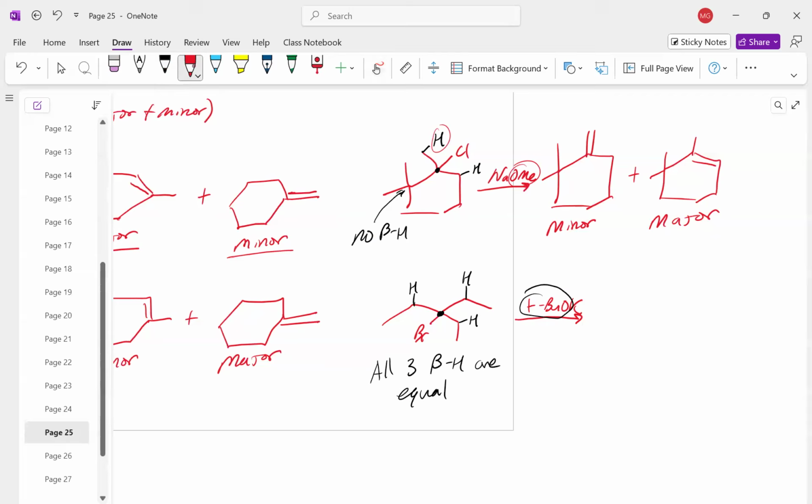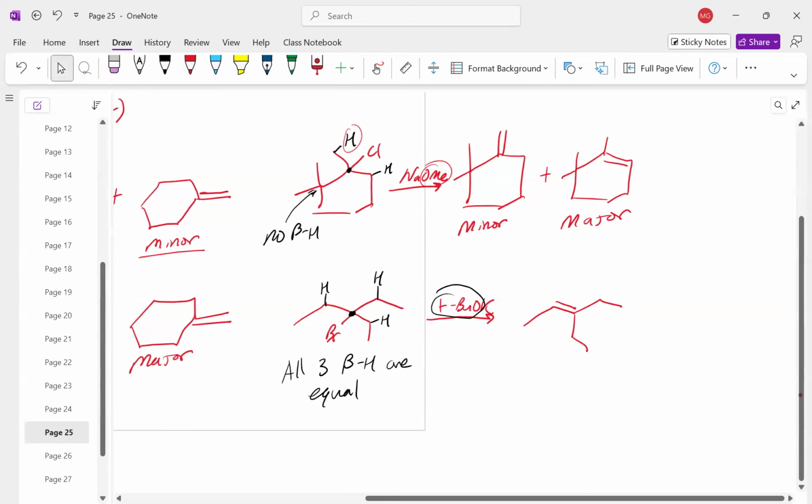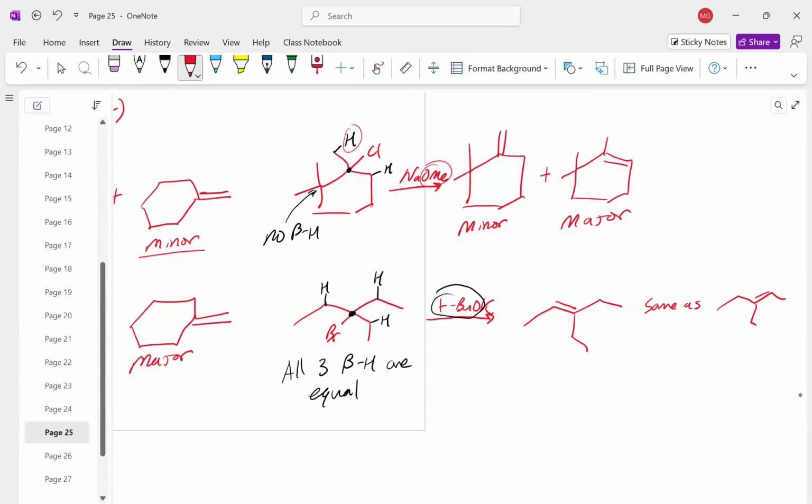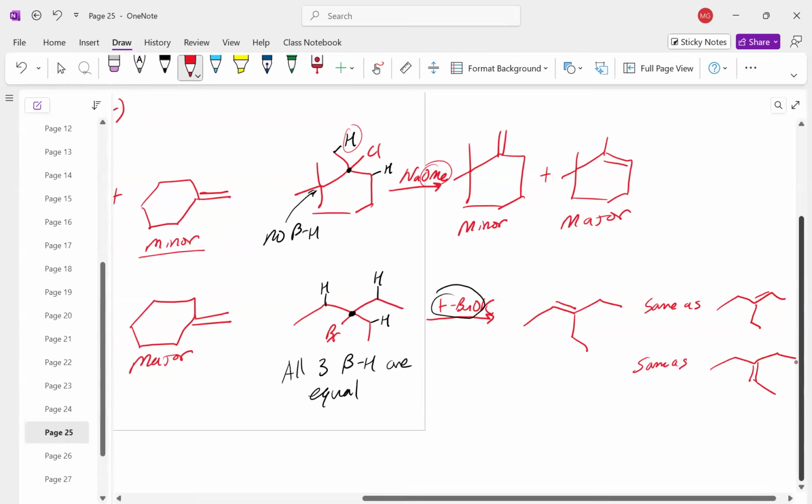So which one do we pull off? Doesn't matter, pick one. Let's say I pick this one off here and I get that. That's the exact same product as this one, which is the same as that one. They're all the same product.